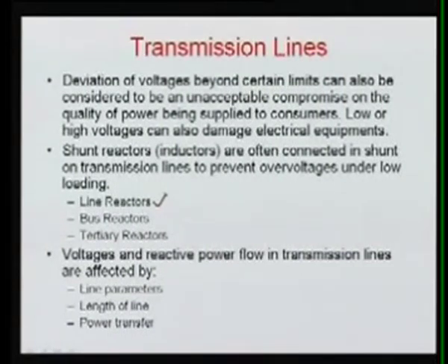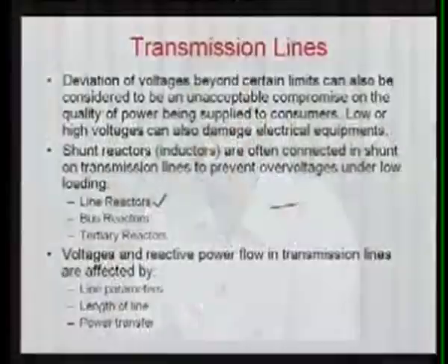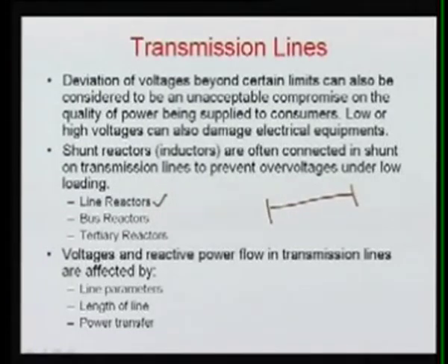For example, the first one is the line reactor. If your transmission line is more than 250 kilometers, we use line reactors. Suppose this is your transmission line and it is more than 250 kilometers, we use reactors at both ends, and these reactors are simply inductors. They are permanently connected in the system, which is why they are called line reactors.